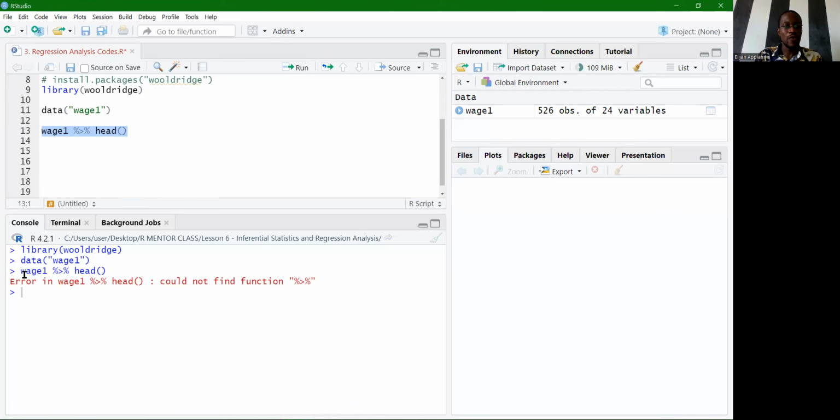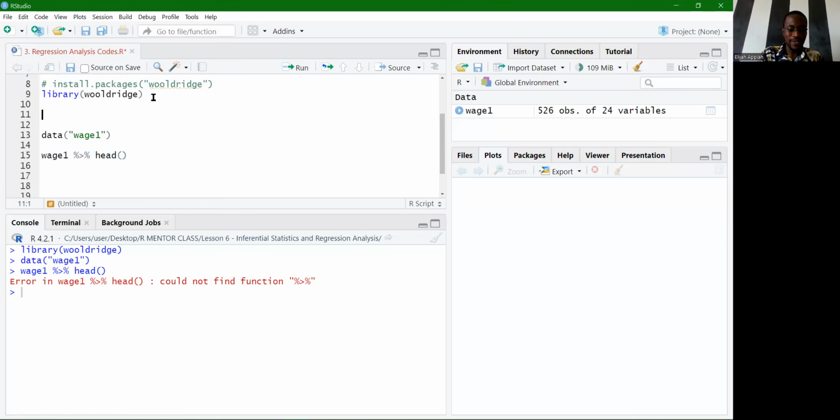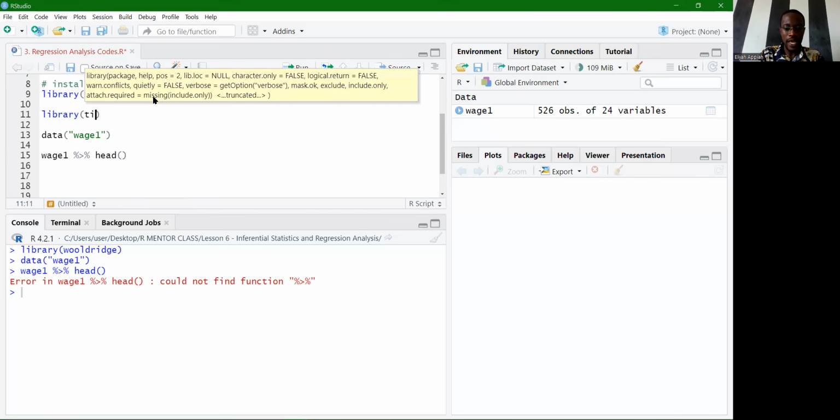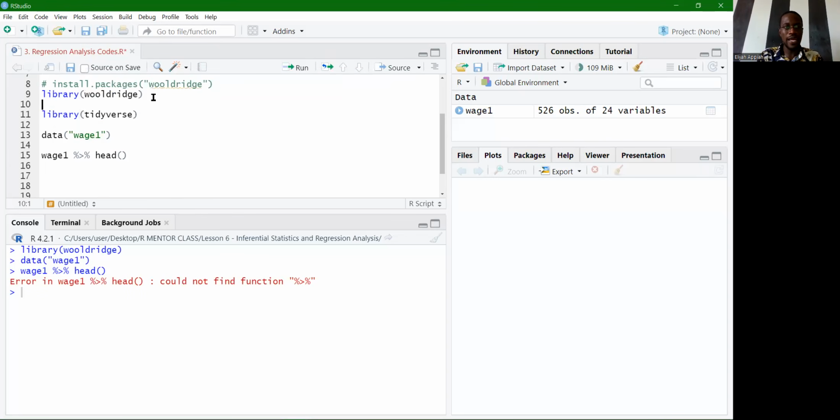If I highlight this line of code and run, we get an error instead of the first 6 observations. What is the problem? We could not find this function, and remember, this function is the chain operator. So how would we get it? Of course, the tidyverse. So I'll say library and then load the tidyverse. We know that the tidyverse houses some of our most powerful packages for data manipulation, data analysis, data visualization, and all those sort of things. If you don't have it, you need to install this package.